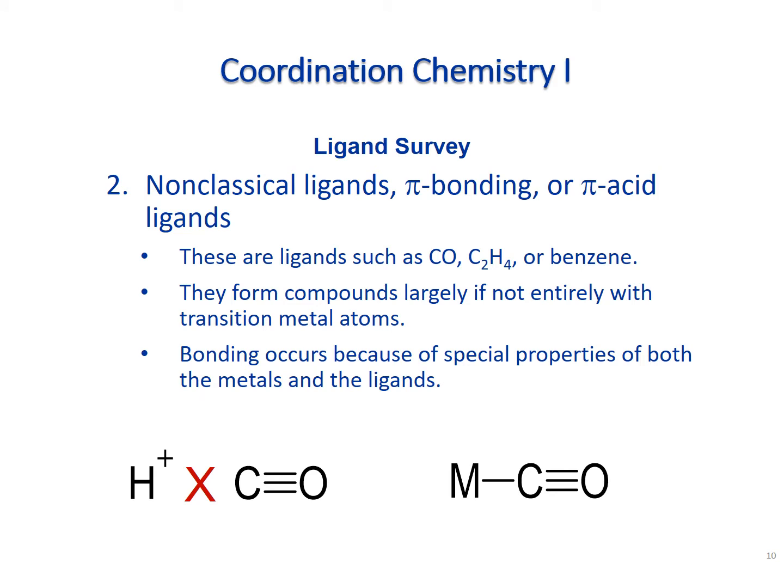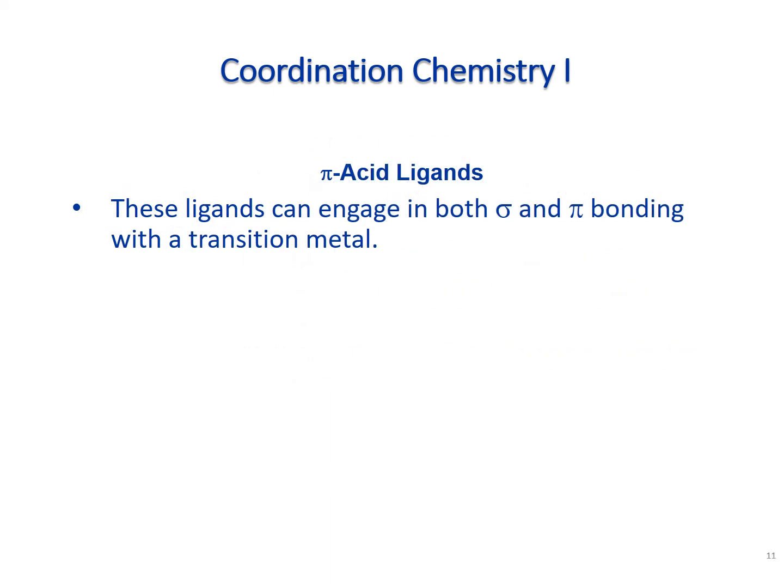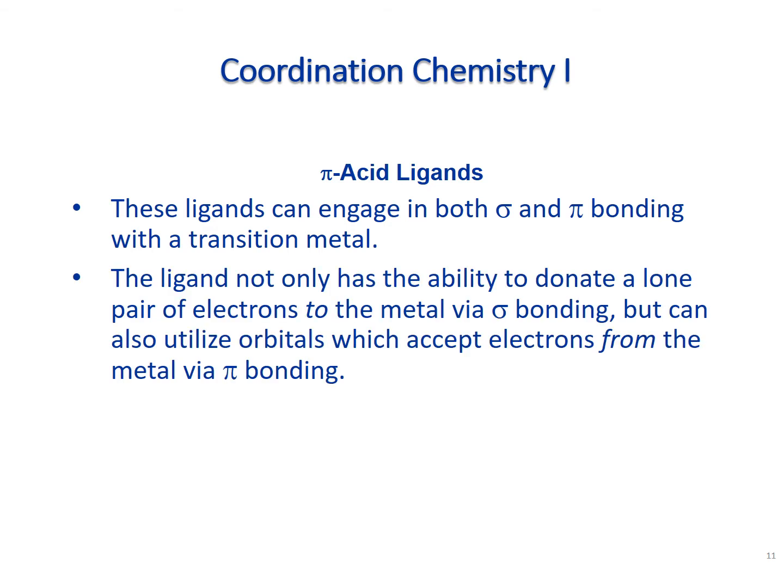Like I said, this bonding occurs because of some other properties that are associated with the ligand and the metal, and it will take a little bit more understanding for us to really justify why this is occurring. And it'll take more of an in-depth dive into molecular orbital theory. So these pi acid ligands, they can engage in both sigma and pi bonding with a transition metal. And that's part of the reason why we end up observing them bonding to a metal center more exclusively.